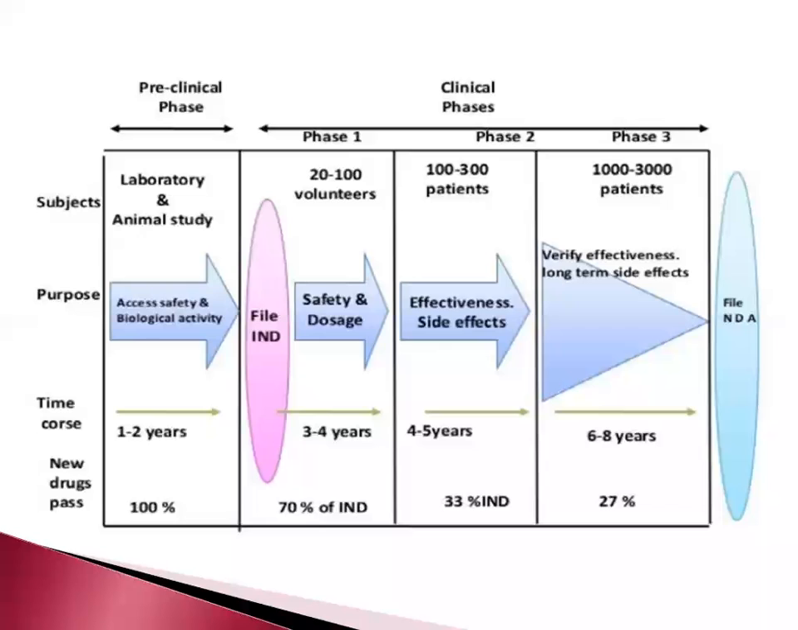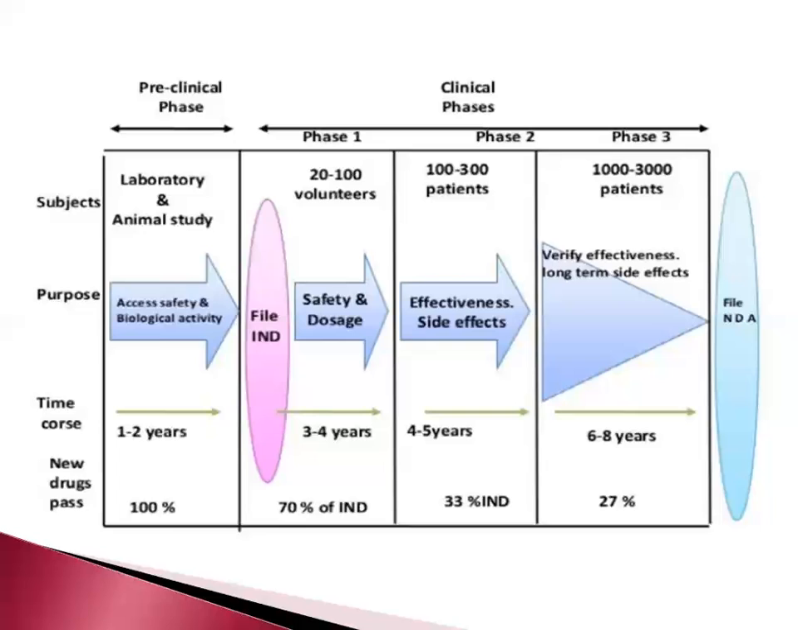that is clinical studies. त्याला आपण क्लिनिकल फेज म्हणतो. In that we have 4 different stages: phase 1, phase 2, phase 3 and phase 4. In phase 1 we have 20 to 100 volunteers. Samples किती असतात आपल्याकडे? Around 20 to 100 volunteers are used. Here again safety and dose optimization studies are carried out, and it requires around 3 to 4 years. This is general. Around 70% of investigational new drug applications get passed.